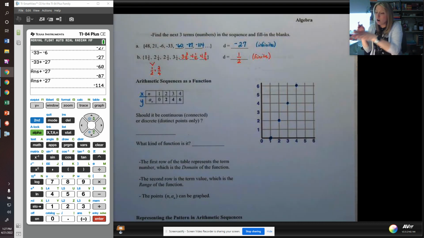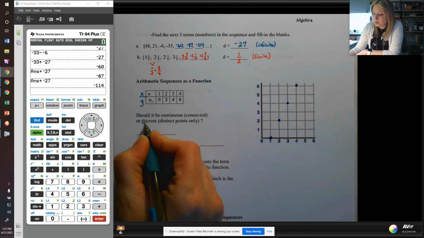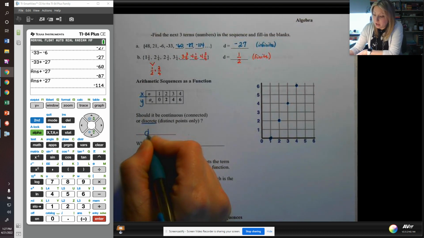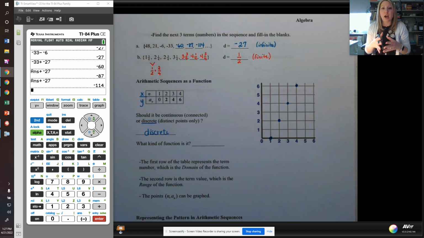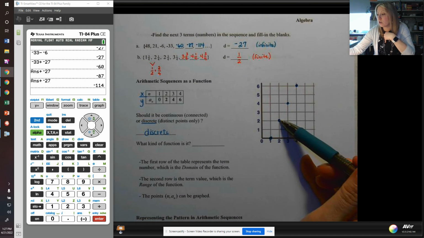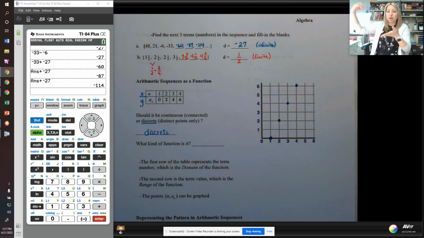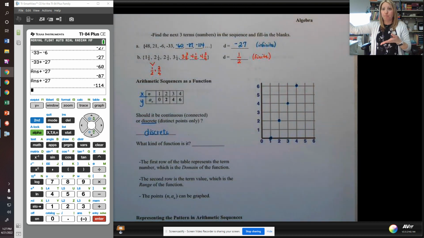Now, there are not any terms in between these 4 terms. So we have discussed prior to this that this would be a discrete graph because we will not be connecting these points. There are no terms in between to connect these dots together. All right. But if I could connect these dots together, what is the function that would form?